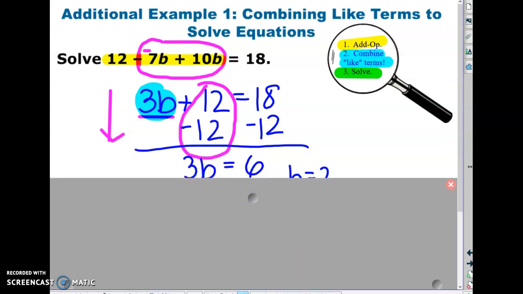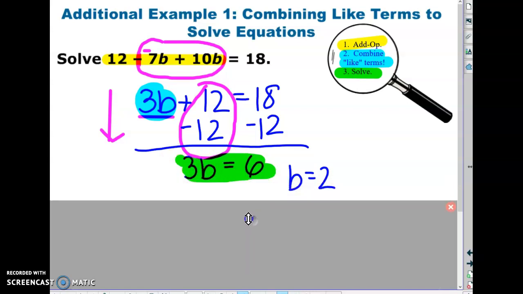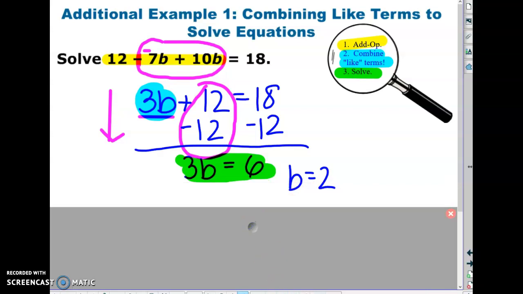So now my equation says that 3b, 3 times a number, is equal to 6. In order to undo multiplying by 3, I'm going to divide by 3 on both sides. So I should have written that here. I'm going to divide this side by 3. I'm going to divide this side by 3. And 3b divided by 3 is just b. 6 divided by 3 is going to give us 2.